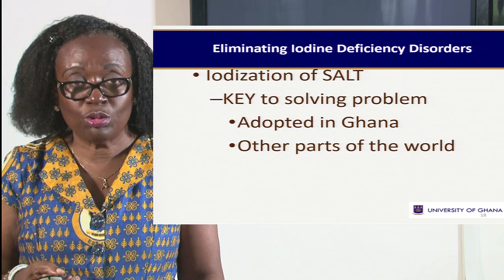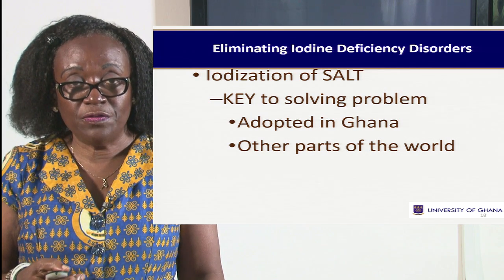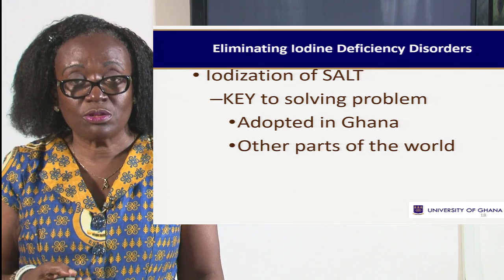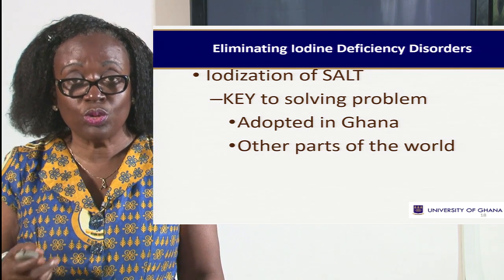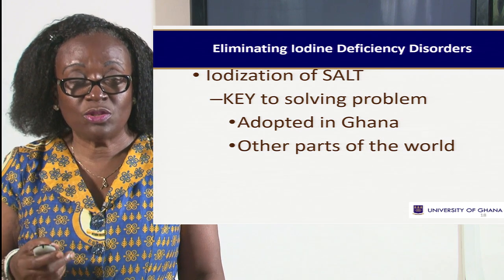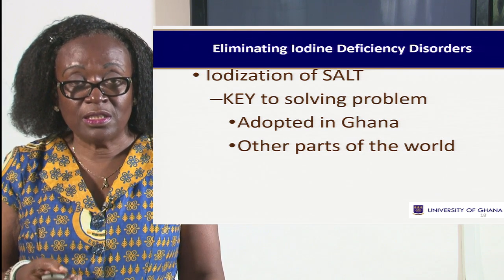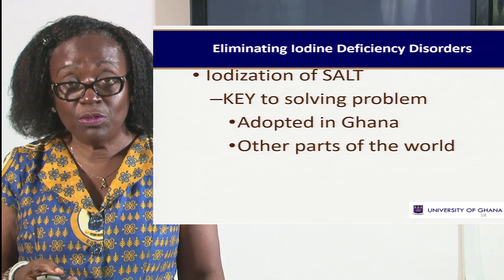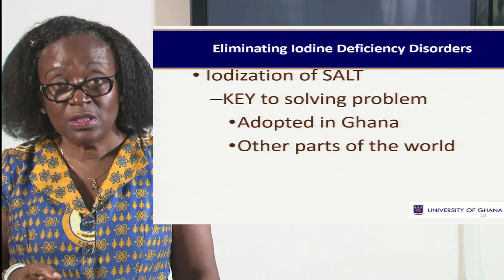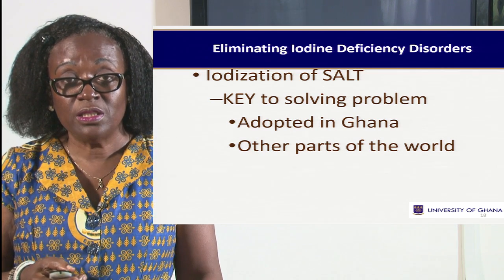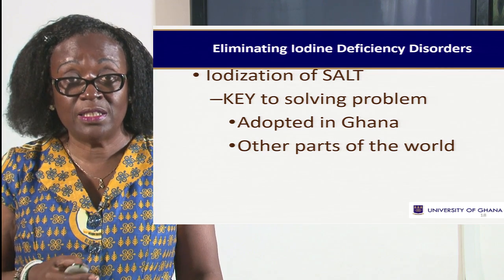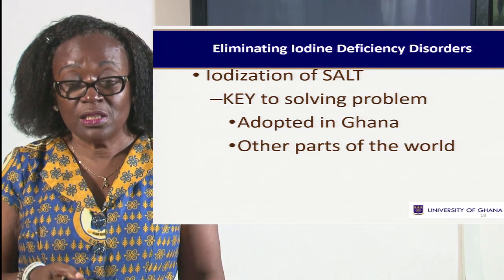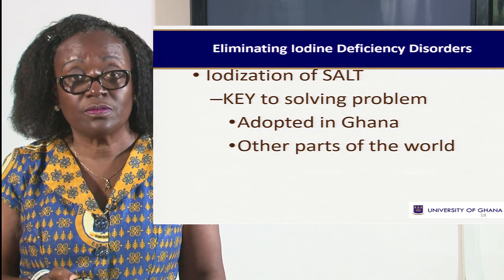So iodinated salt is the key to alleviate iodine deficiency disorders in Ghana. And why salt? Salt, because everybody uses salt in cooking one way or the other. Yes, so that is why Ghana adopted this strategy. And other parts of the world have also adopted this strategy. However, if somebody has been identified as salt sensitive, hypertensive, then the person shouldn't use the salt and should make sure that he or she rather uses seafood so that they can get the iodine.